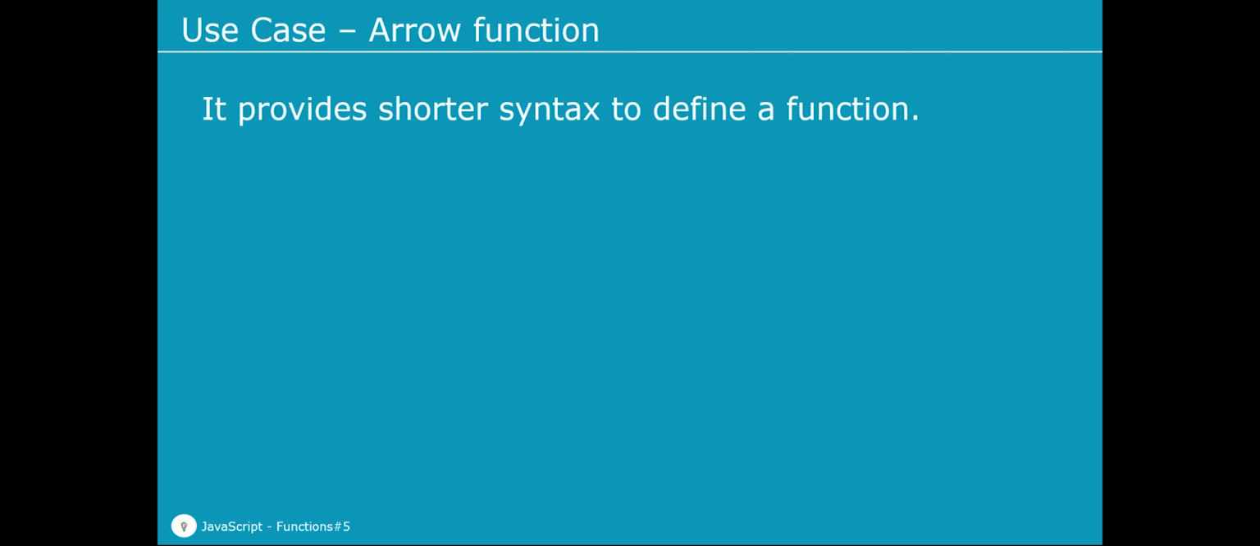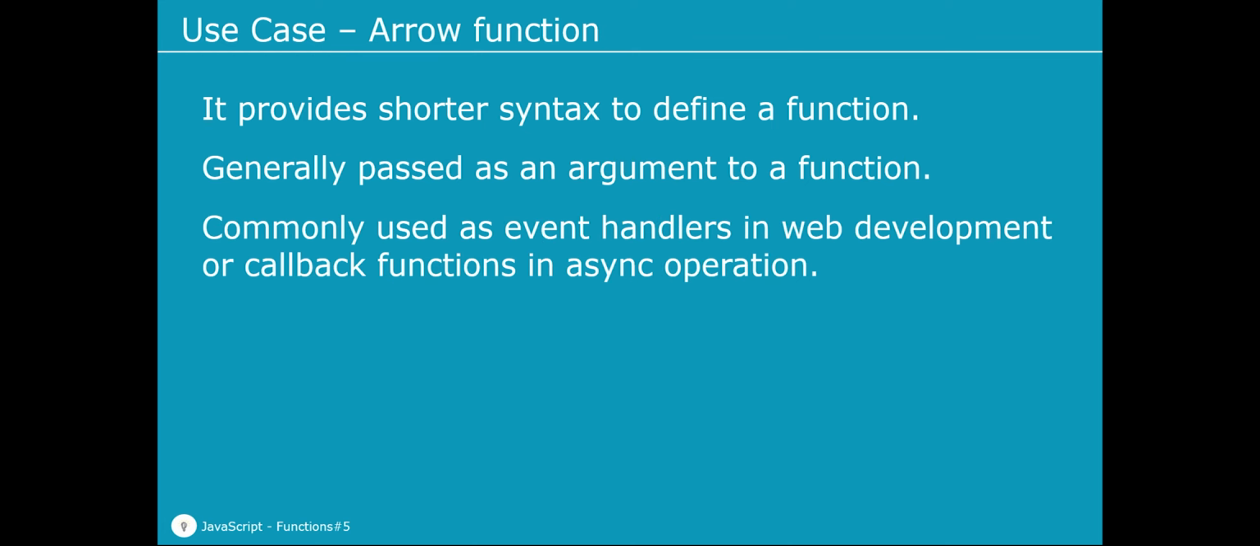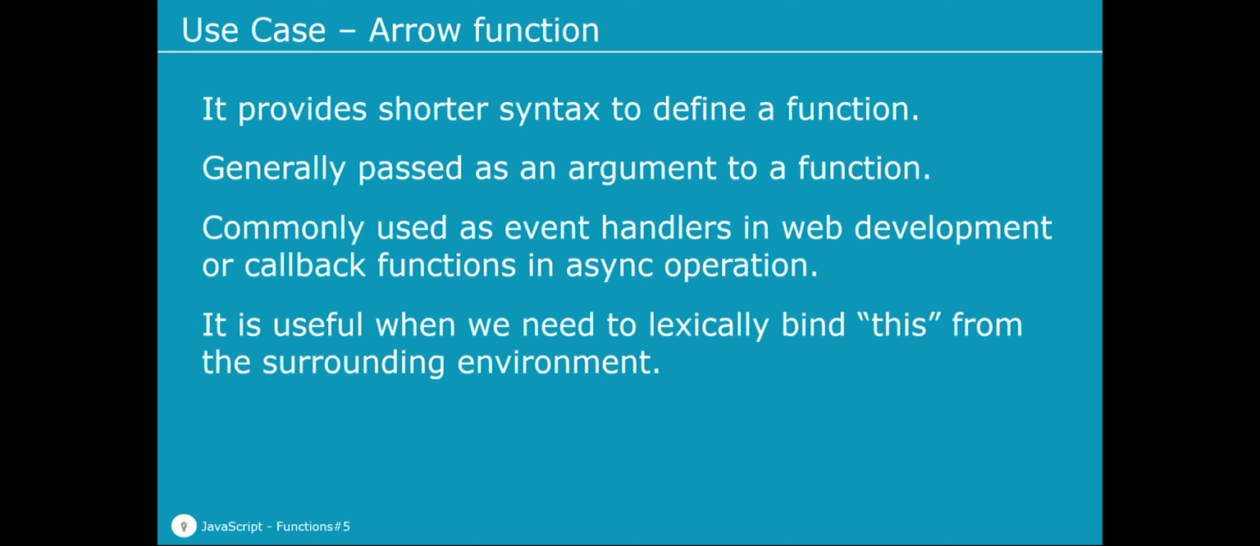We've already seen in the beginning that arrow functions have a shorter syntax, and a single line function is sufficient to do a simple calculation as compared to a function declaration. And just like function expressions, we use arrow functions as arguments to a function, event handlers, and callback functions. Now these functions lexically bind this from the surrounding environment, and the following example explains this in more detail.